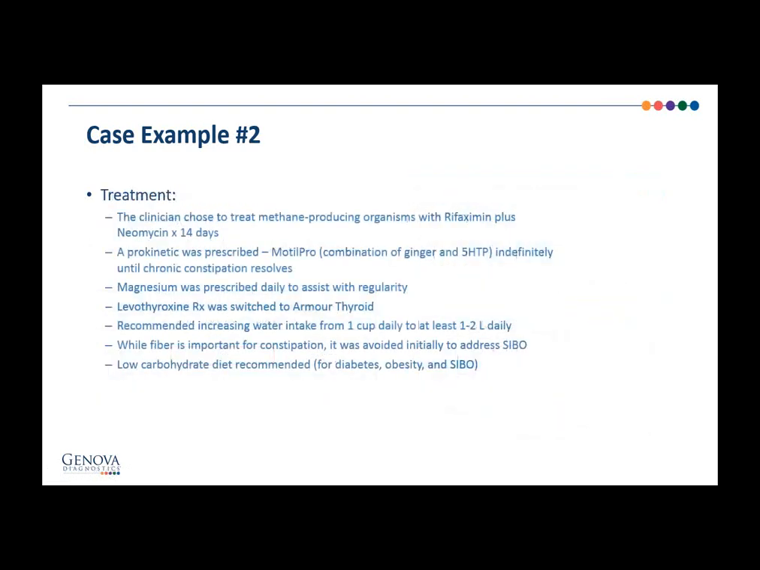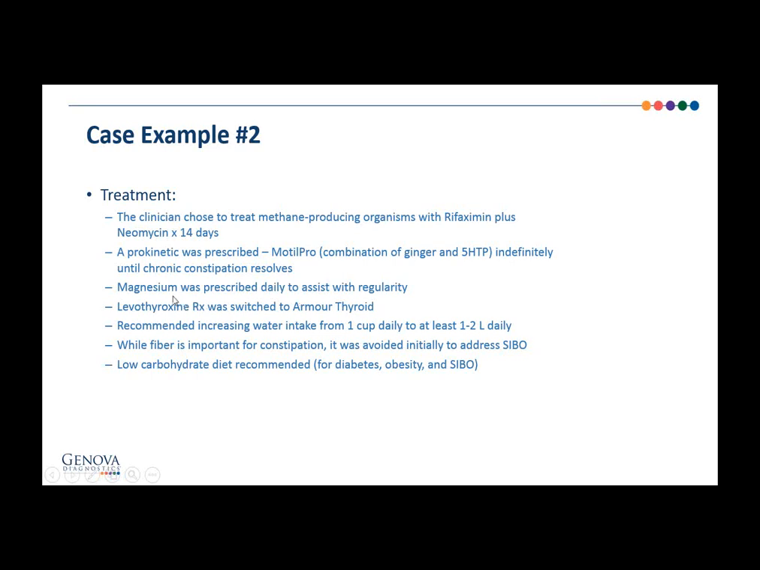And so the clinician treating this patient chose to treat the methane-producing organisms with rifaximin plus neomycin for 14 days. They also wanted to address the motility issue. So they prescribed a prokinetic, a natural product, Modal Pro, which is a combination of ginger, 5-HTP, and some other things, indefinitely until the chronic constipation resolves.